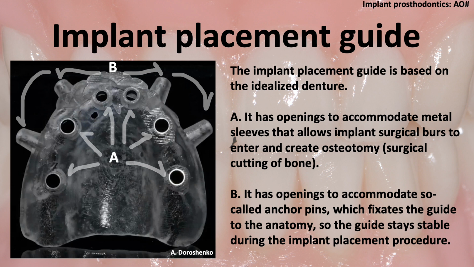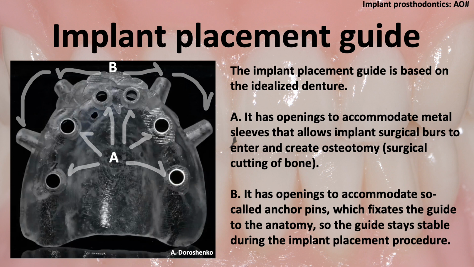He showed a few different types of guides for placing implants. Obviously, the implant guide, again, is designed and fabricated based on that ideal denture teeth arrangement. And there are different details to this guide. The openings that you see on the occlusal surface, obviously, are what allows the various implant surgical burrs to create osteotomy or opening into the hard tissue.